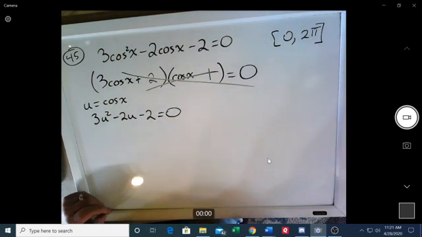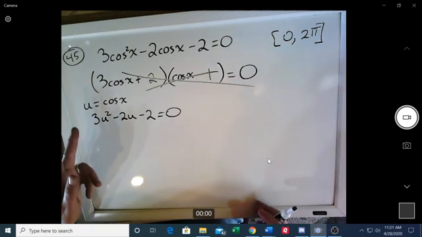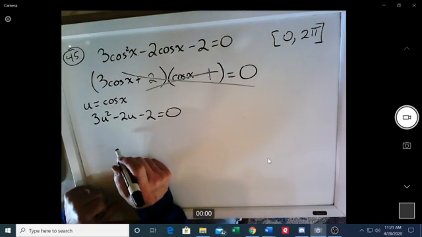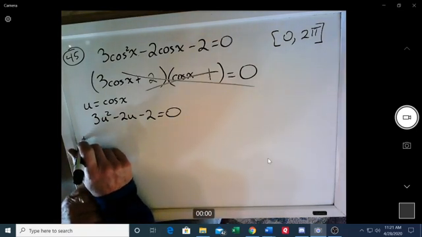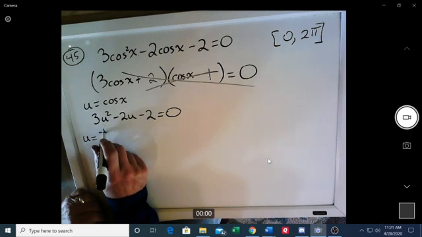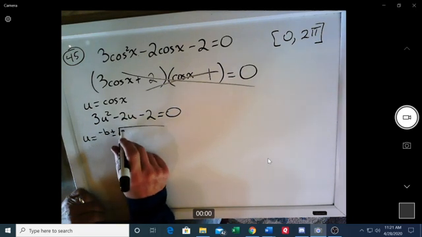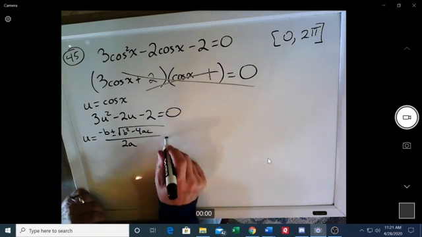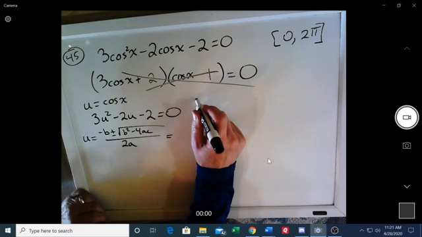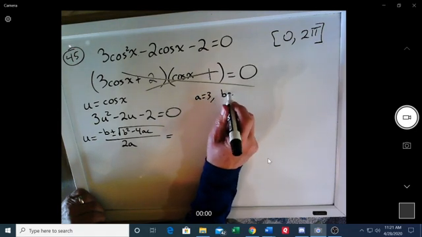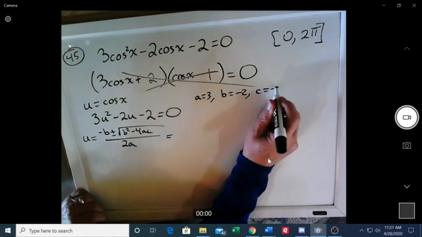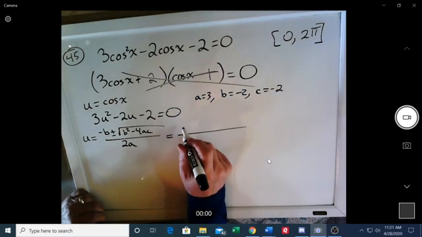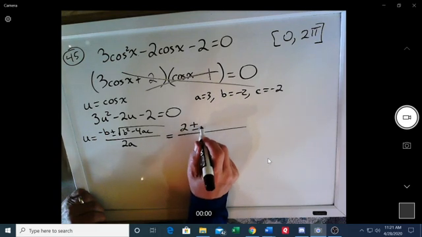And now it is exactly a quadratic equation in the letter u. So then the quadratic formula is u is equal to negative b plus or minus square root of b squared minus 4ac all over 2a. And the a is 3, b is negative 2, c is negative 2. So stick them all in. The negative of negative 2 is positive 2, plus or minus.